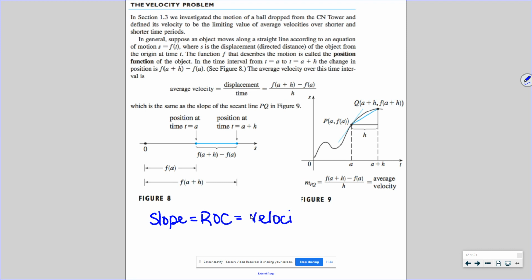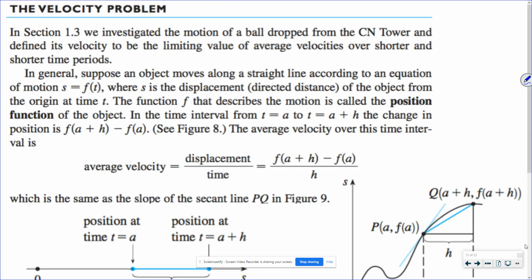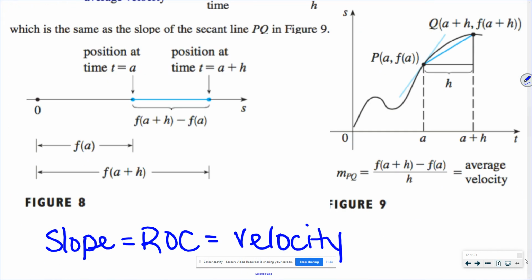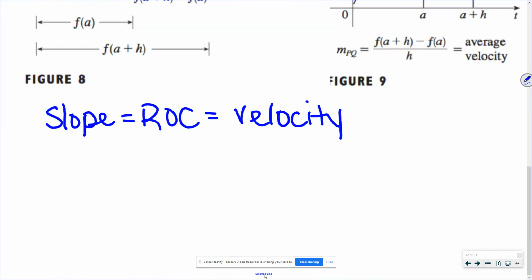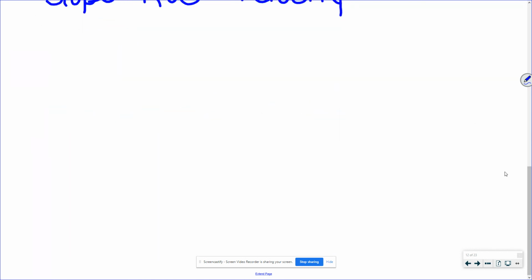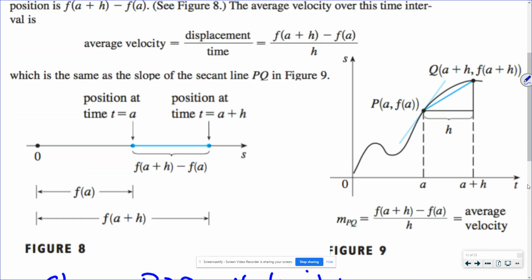This rate of change could mean your change in distance over time, and an example would be miles per hour. So rate of change is equal to velocity. Let me give you 2 definitions for velocity here. There is one listed on your paper on this slide, and it is called average velocity.